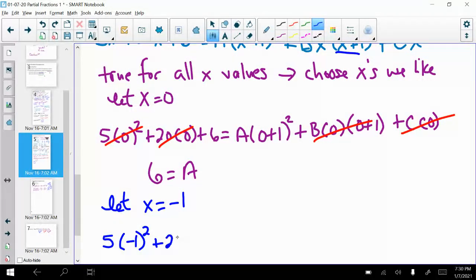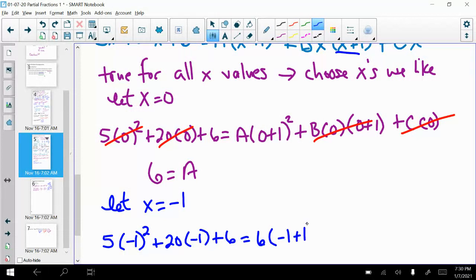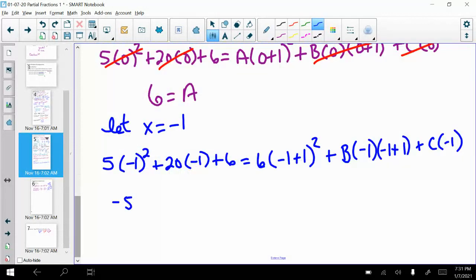5 times negative 1 squared plus 20 times negative 1 plus 6 equals a times negative, well, actually, we know what a is. So since we know what a is, we should go ahead and plug it in. It doesn't matter because this negative 1 plus 1 is going to be 0, and it's going to cancel out that term. But it's okay. We're going to go ahead and show that we know it and that we're plugging it in. And then we have c times negative 1. Okay. So positive 5 minus 20 plus 6 equals 6 times 0 squared.